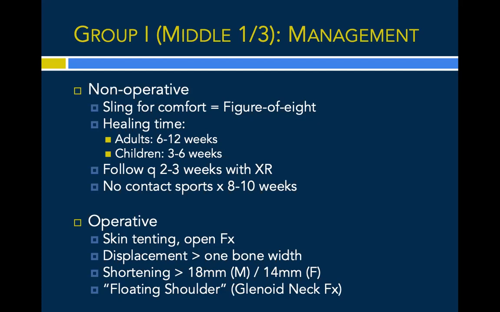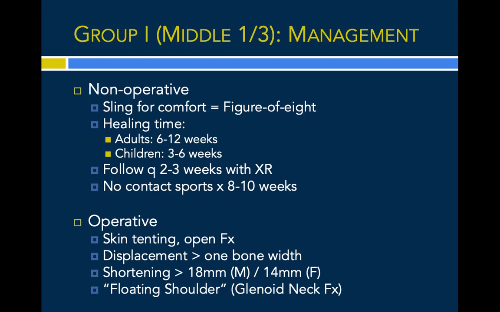So I typically will place the patient in a sling. Healing time for adults is between 6 and 12 weeks. For children it is much quicker, typically 3 to 6 weeks, although I'll hold them until 8 for contact. And you want to follow them every 2 to 3, sometimes 4 weeks, depending on the displacement and shortening of the fracture. I will typically follow these out to that 8-week mark where I can document good resolution on radiographs and clear them for contact activities.